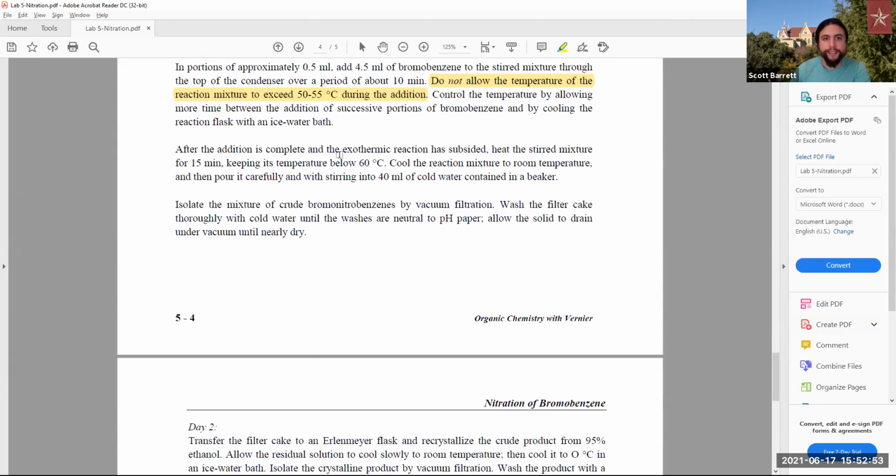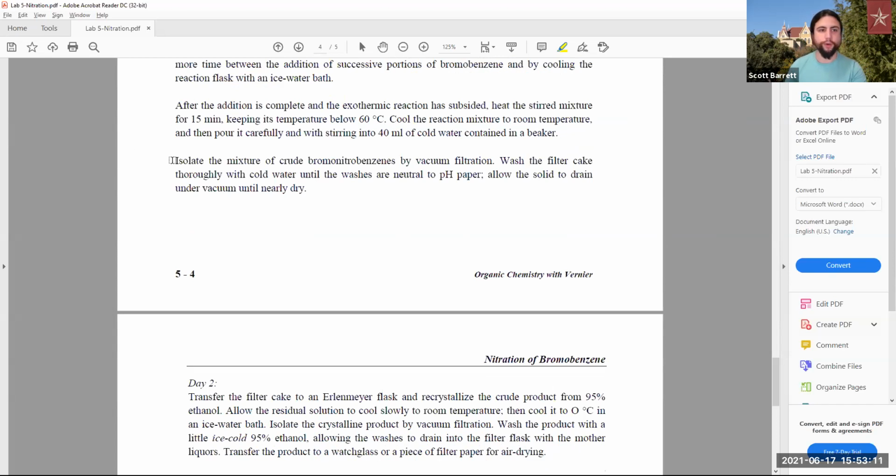After the addition is complete and it's subsided, the heat of the stirred mixture is going to be near but below 60 degrees Celsius, so we would want to watch that. Then we cool it and then pour it carefully and stir it into 40 milliliters of cold water. So right here, we're performing vacuum filtration afterwards because we're using cool water to precipitate out most of our product. And then we wash the filter with cold water until it's neutral to wash out any of the excess acid.